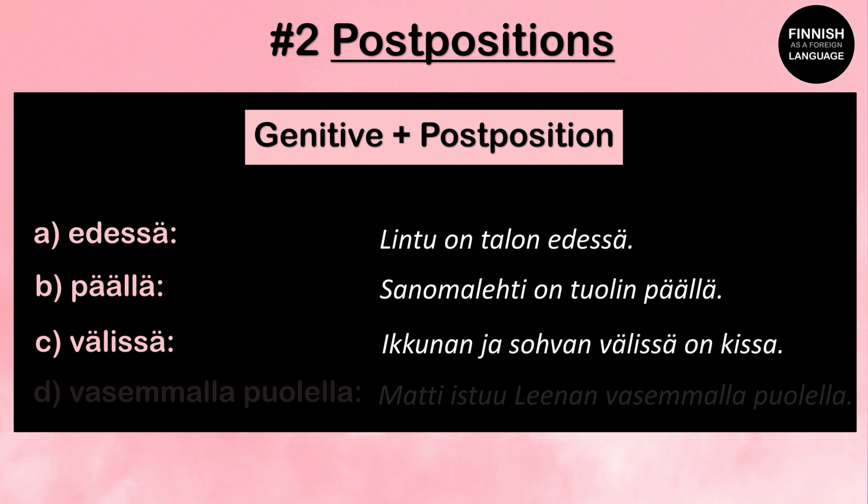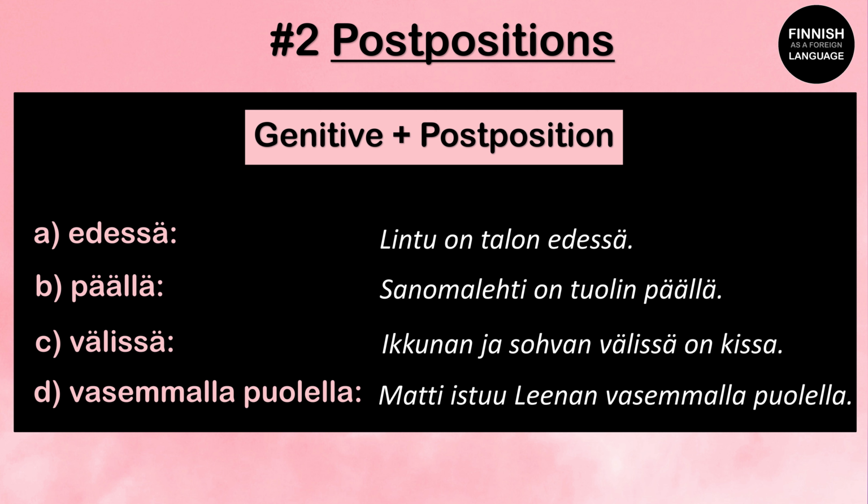Ikkunan ja sohvan välissä on kissa. The cat is between the window and the sofa. And our last one, vasemmalla puolella means on the left side. For example, Matti istuu Leenan vasemmalla puolella means Matti is sitting on the left side of Leena.